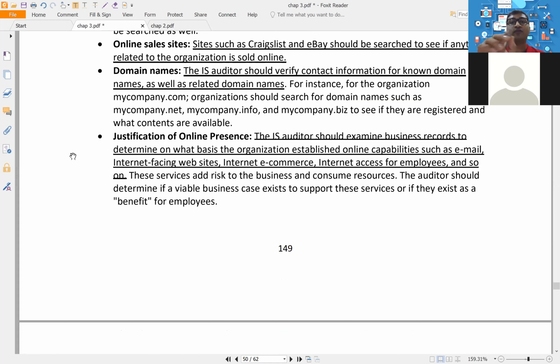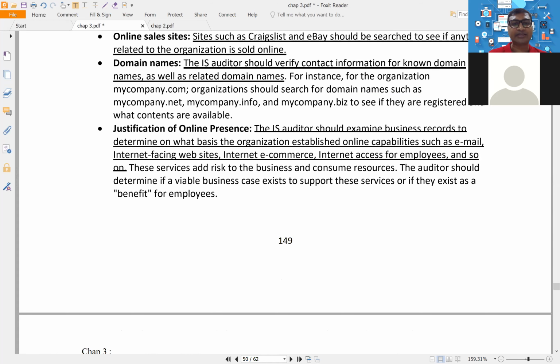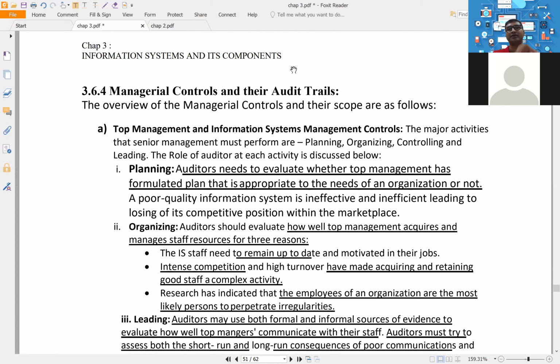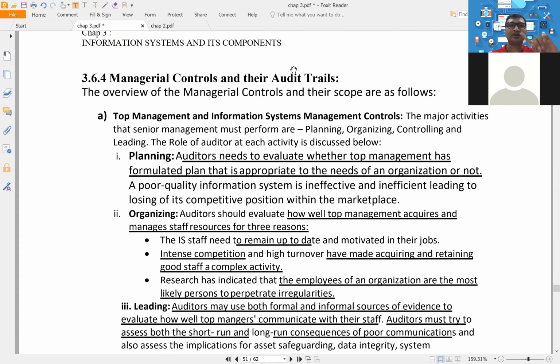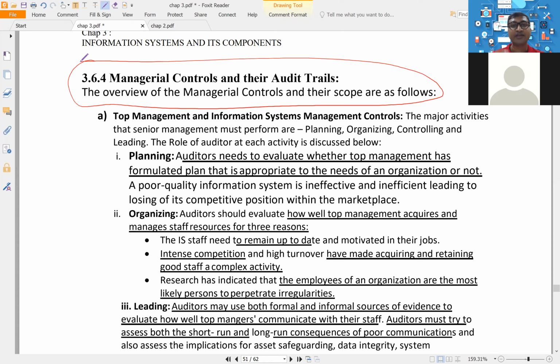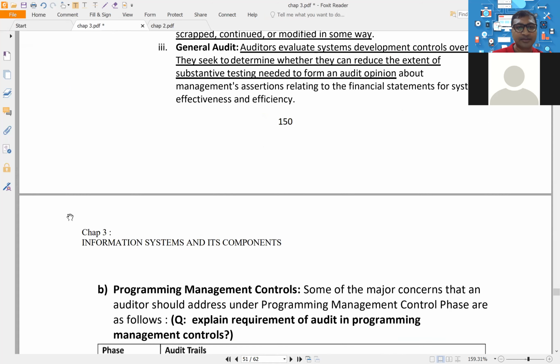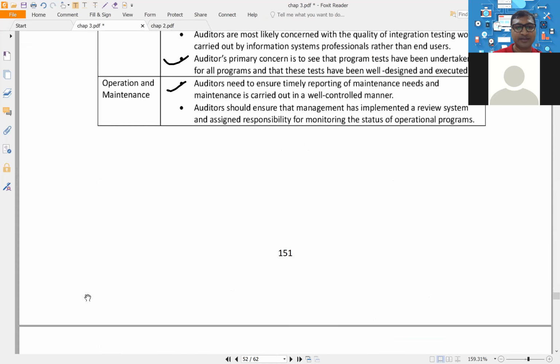Now here, auditing of logical access control will get complete, and the next part you can see is managerial controls and their audit trails. But guys, I told you that if you know managerial controls very well, audit trails will be damn easy for you. Always remember, never read this topic individually. Always read this topic along with managerial control. That is the best way for you to understand and complete this topic in 5 to 10 minutes. Yes, 5 to 10 minutes you will complete this topic. Okay, so guys, in this topic everything is the same, only the audit aspect is there, so don't worry.